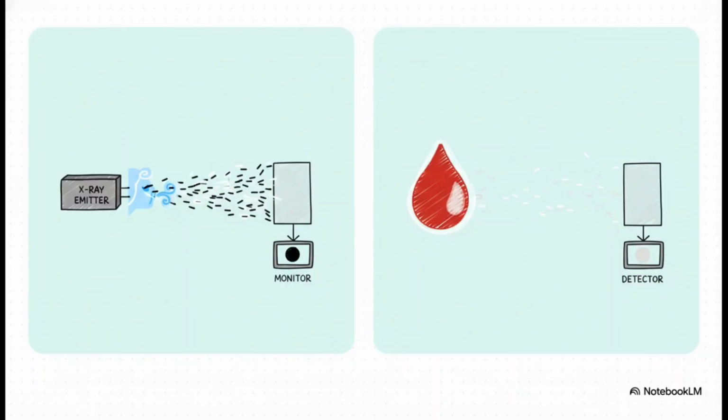This lays it out perfectly. Look at the left. Air has super low density. The X-rays just sail right through, which is why it looks black. Now look at the right. Blood is much denser. It's a fluid, sure, but it's packed with cells and proteins that soak up some of those X-rays. And that absorption is what makes it show up as a grayish white. That, right there, is the fundamental difference you're looking for.